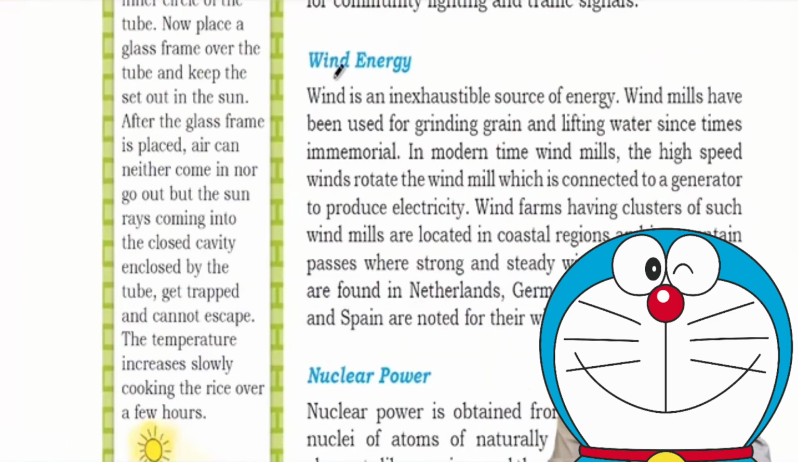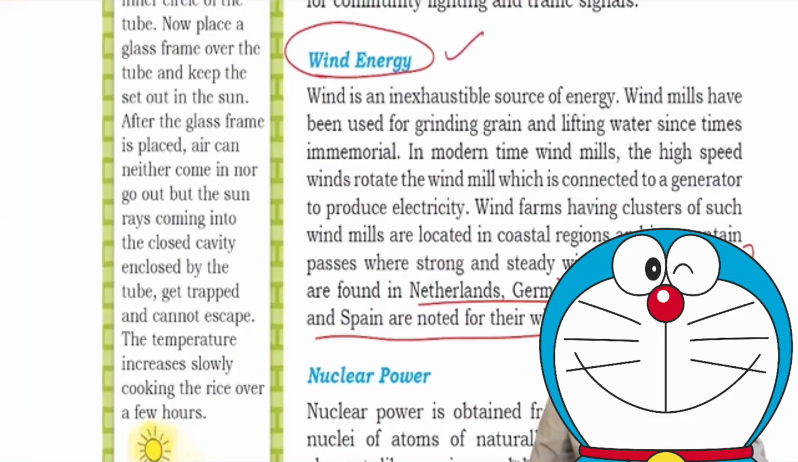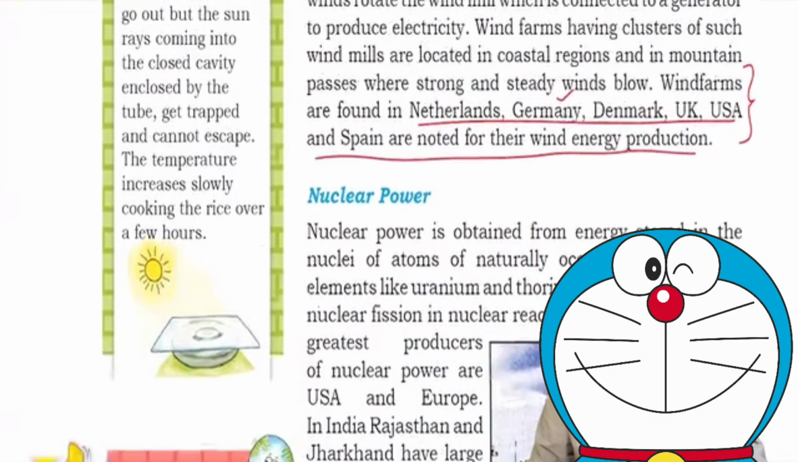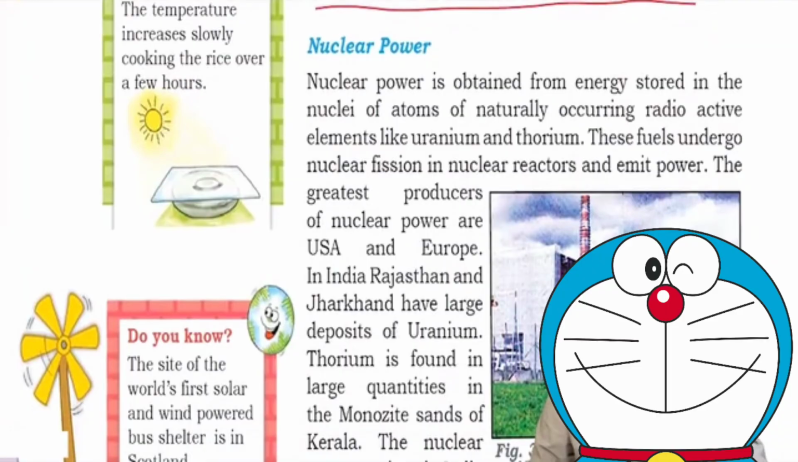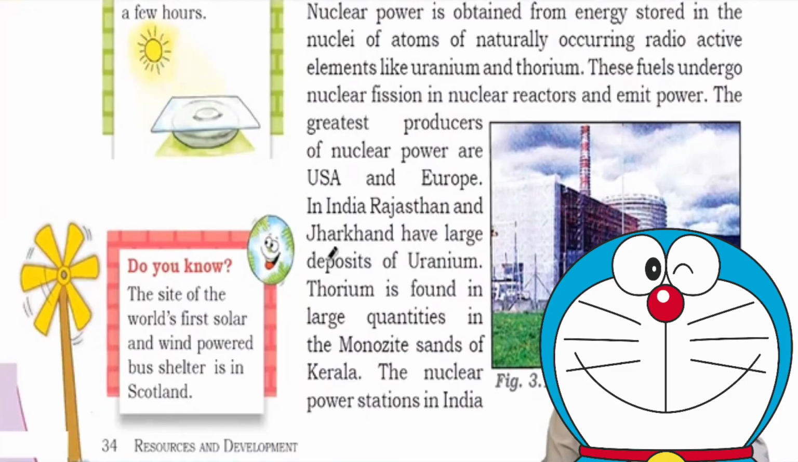And then you have wind energy. Netherlands, Germany, Denmark, UK, US and Spain. You have to remember this, in these countries wind energy is very good, especially Germany. And Germany is actually helping India to develop wind energy. Nuclear power, nuclear reactors, don't read here. If possible, please read science and technology, but what you need to remember is uranium is present in India in Jharkhand and thorium is present in large quantities in the monazite sands of Kerala. These two pieces of information are very, very important.